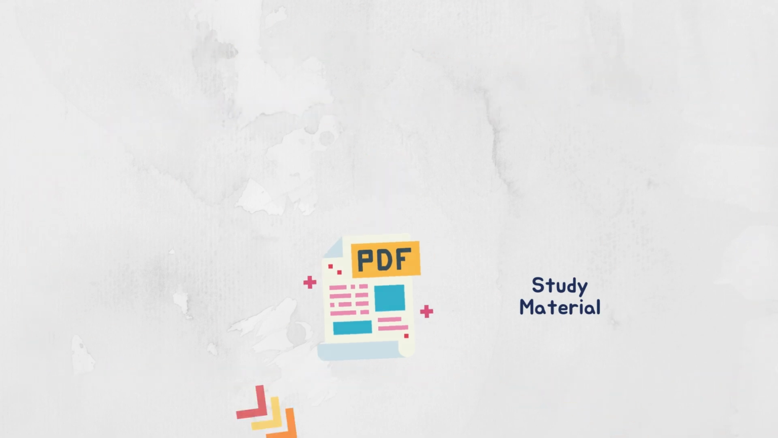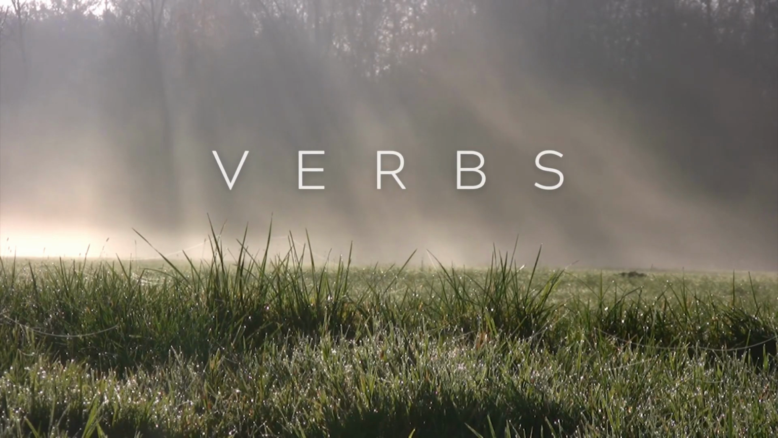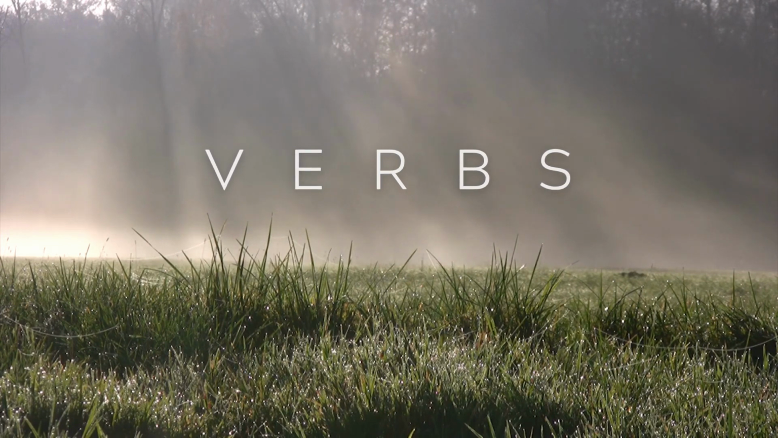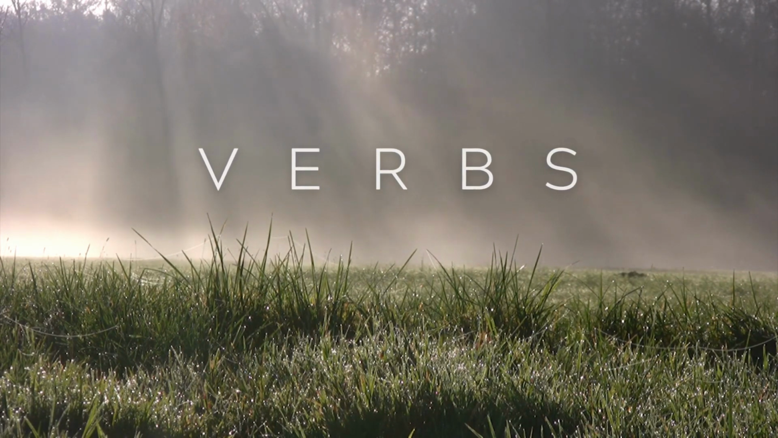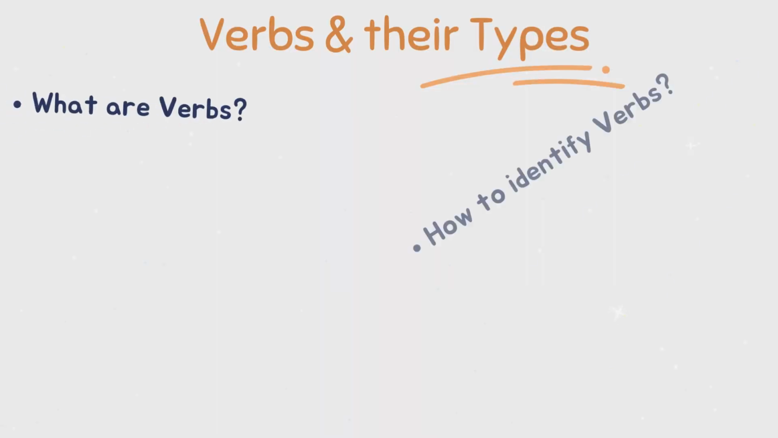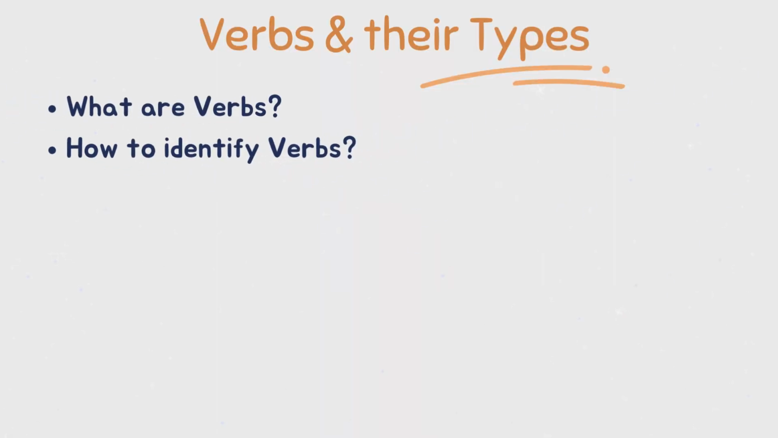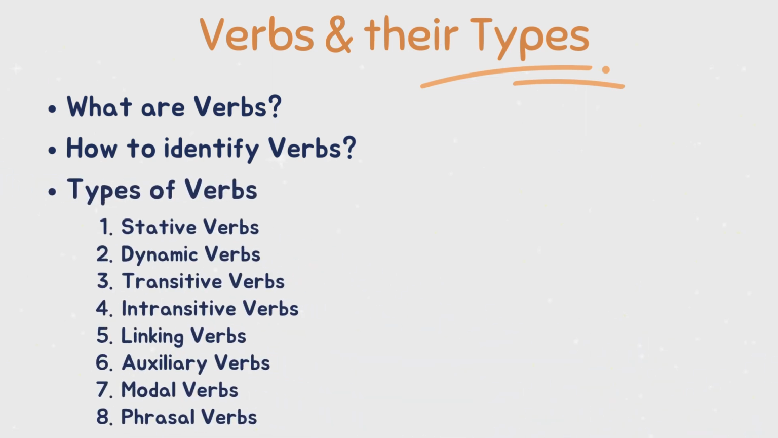Okay, so that brings an end to the topic verbs and their types. Let us quickly revise what we have learned in this lesson. First of all, we understood what verbs are, and then we learnt about stative and dynamic verbs. Following that, we learnt about the other different types of verbs like transitive verbs, intransitive verbs, linking verbs, auxiliary verbs, modal verbs, and phrasal verbs.